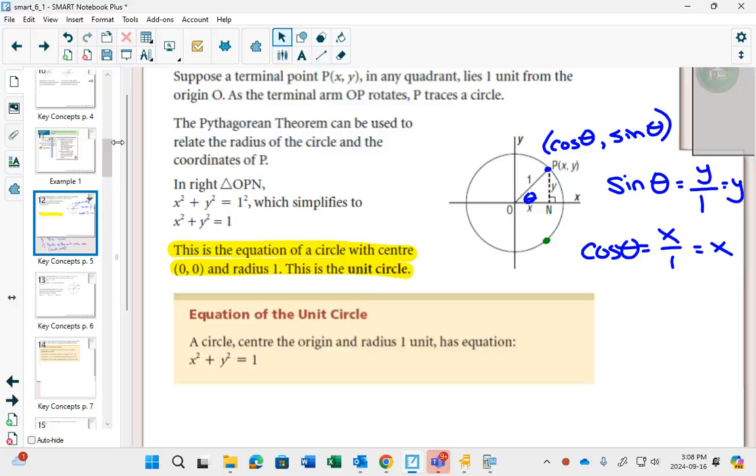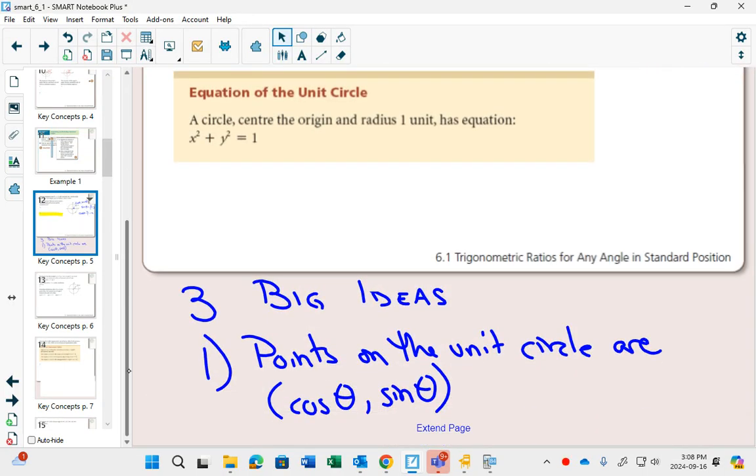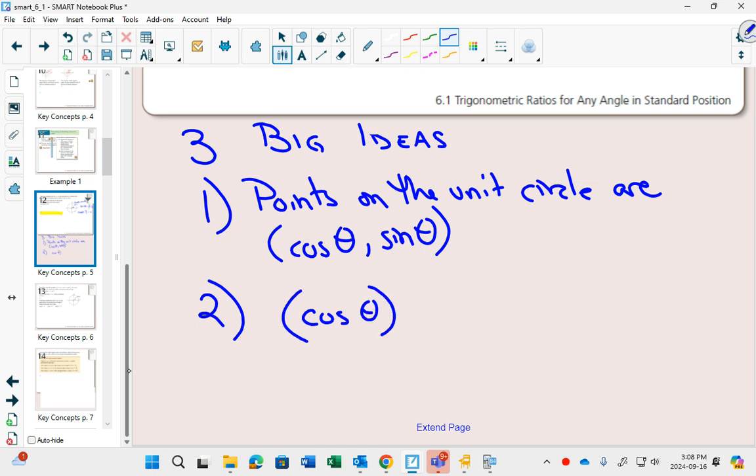Which leads to the second big idea. If x is cos and y is sine, then apparently cos of theta, and I square it, plus sine of theta, and I square it, should equal 1. And this is one of your first formulas on your formula sheet, which I haven't given you yet.